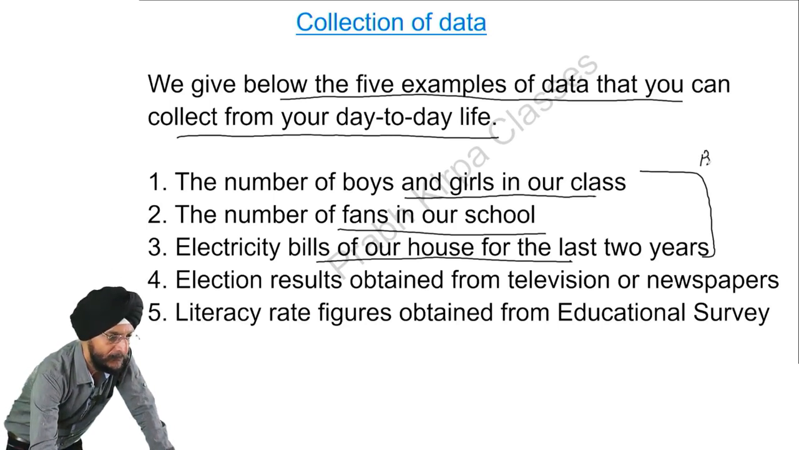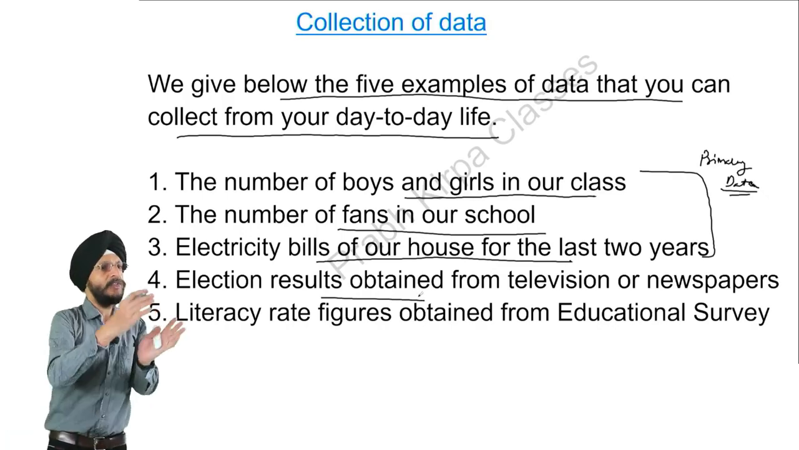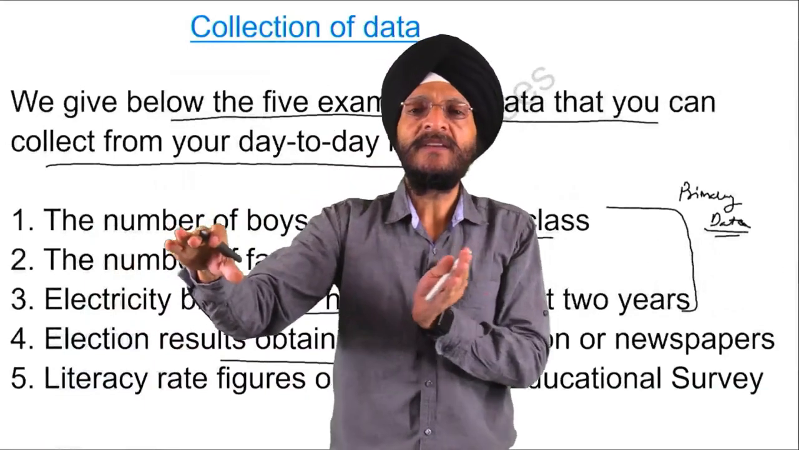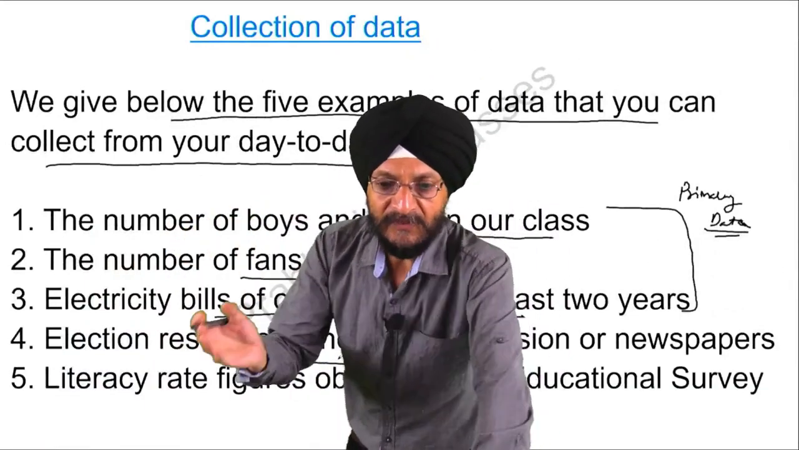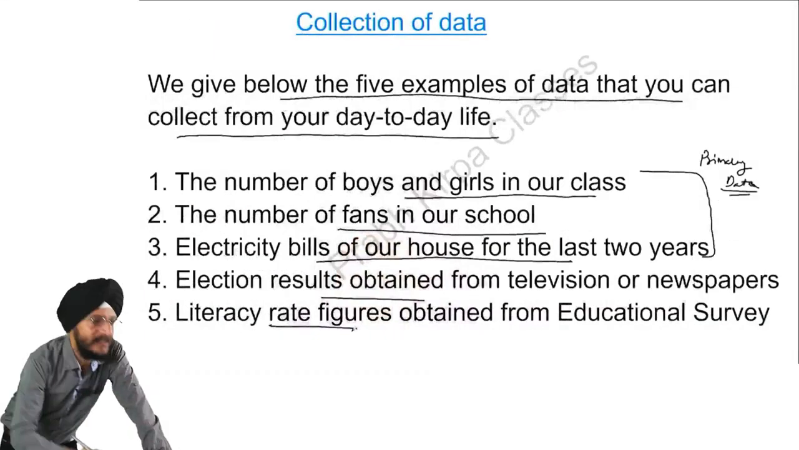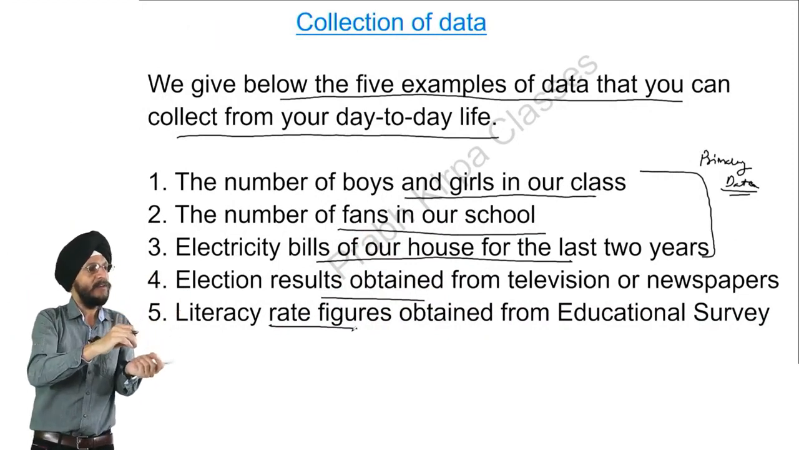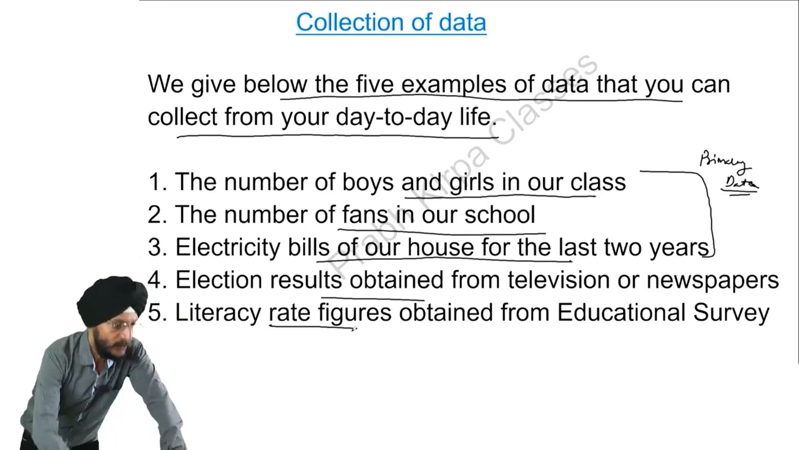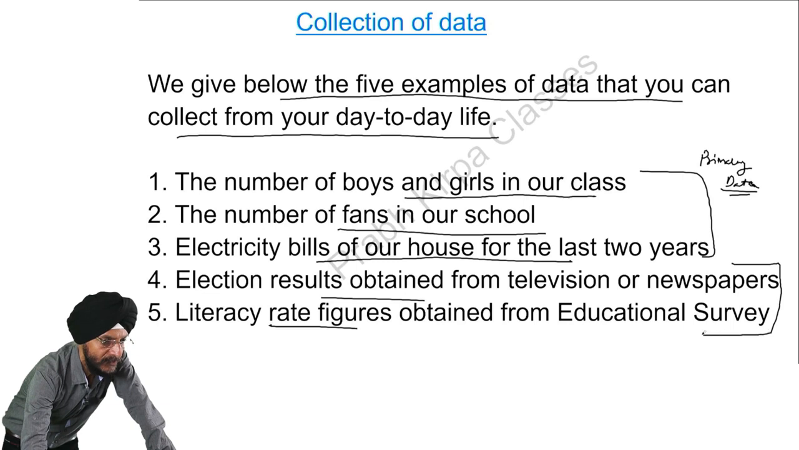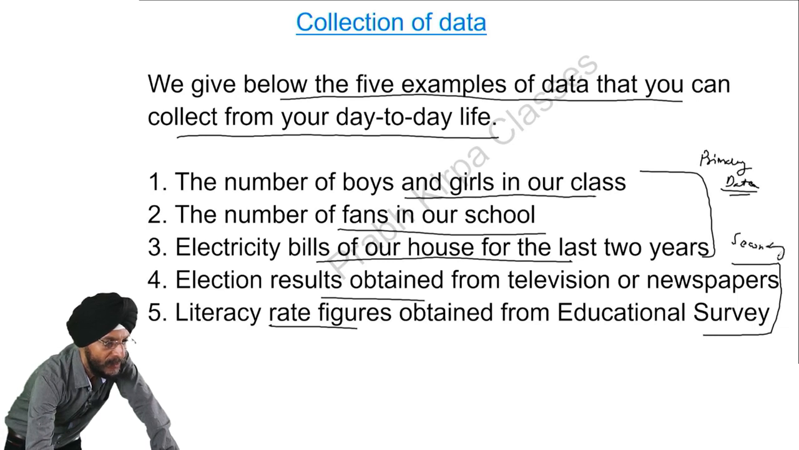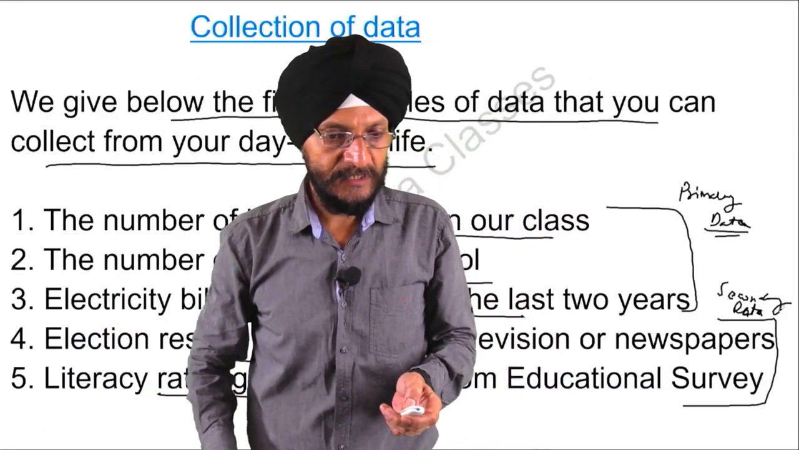This is the primary data where we are ourselves involved in collecting the data. But in the case of election results which were being shown on the television or published in newspapers or other magazines, the work was done by others. The literacy rate figures have been collected and published by others, and we are only using the literacy rates for the purpose of writing some note. So where the work has been done by some other persons, this is the secondary data. We will now read about the same primary data and secondary data on the next page.